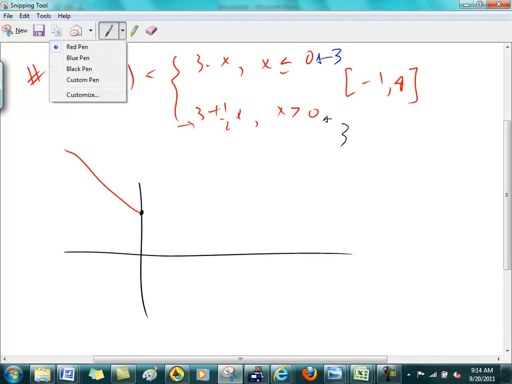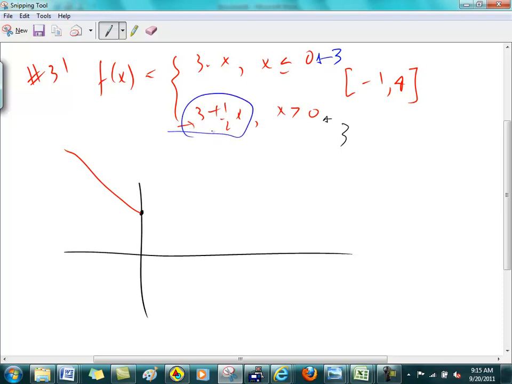It starts out at 3, doesn't it? It starts out at 3 and its slope's going to be... What's the slope of this line here? 1/2. Okay, so it's going to be like this. You guys with me on that? Do you see that there's a closed circle at 3? So this is 3. Let's say that this was -1, and let's say this was 4.